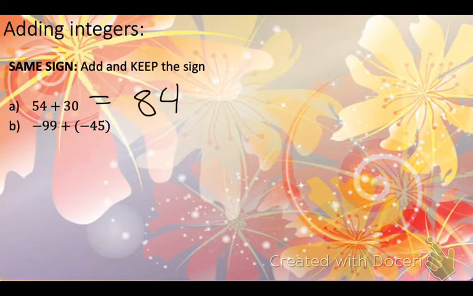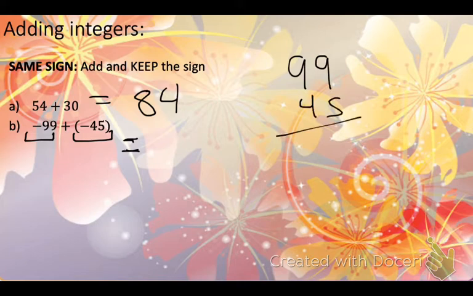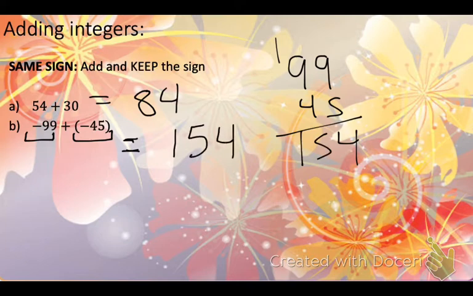Okay, same here. We're adding negative 99 plus negative 45. So same sign, negative and negative. We add them and we keep the sign. So we're going to add 99 plus 45. And I am terrible at adding in my head. So 154, and we're going to keep the negative. Okay? If you write down same sign, add and keep the sign, then it will be very helpful for you on the review, the worksheet.